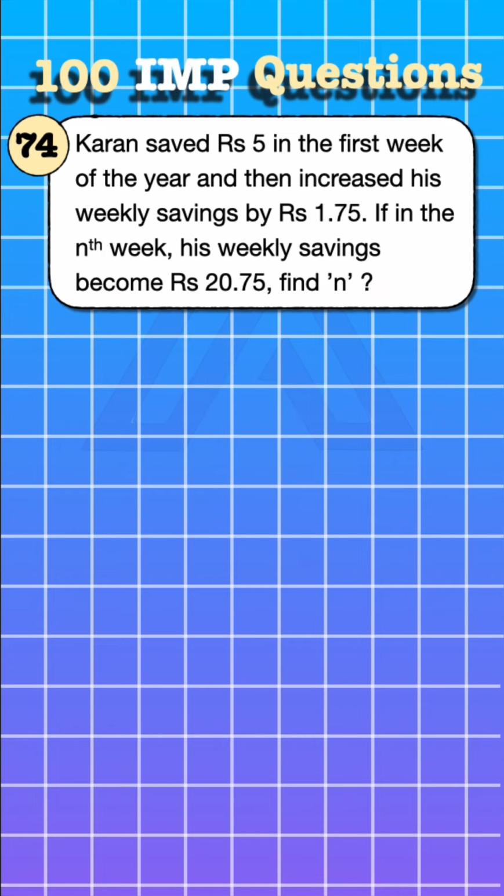Question number 74. Karan saved 5 rupees in the first week of the year and then increased his weekly saving by 1.75 rupees. If in the nth week his weekly savings becomes 20.75 rupees, find the value of n.